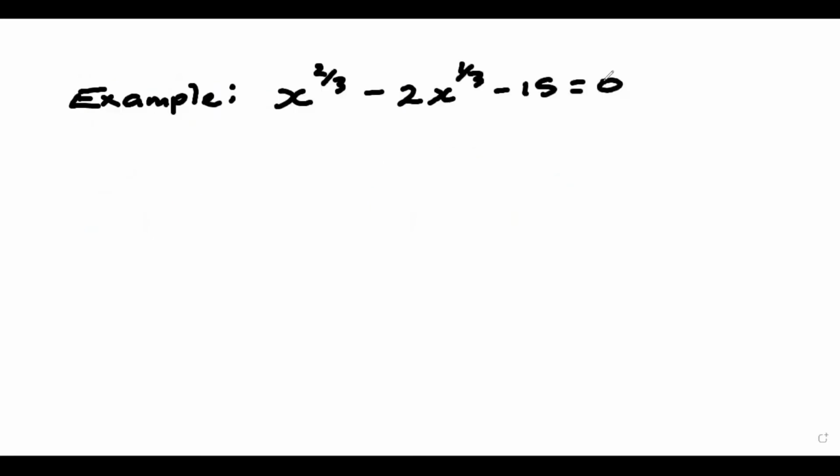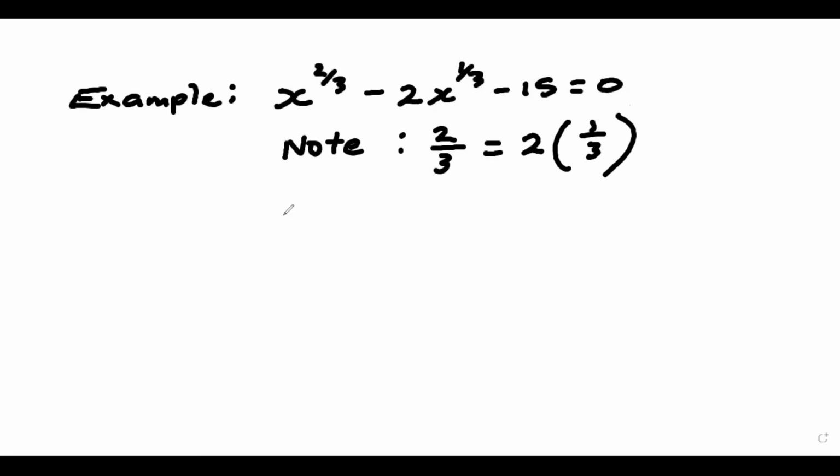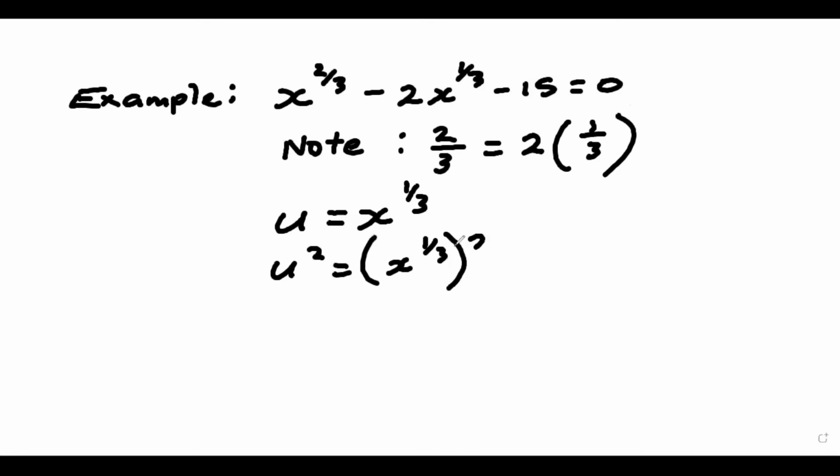So let's try this example. We have x to the 2/3 minus 2x to the 1/3 minus 15. So we need to find a suitable substitution. So note that 2/3 is the same thing as saying 2 times a third. So that means our suitable substitution would be u is equal to x to the 1/3. So that means u squared would be x to the 1/3 squared, and we're multiplying the powers. So we get u squared to be equal to x to the 2/3.